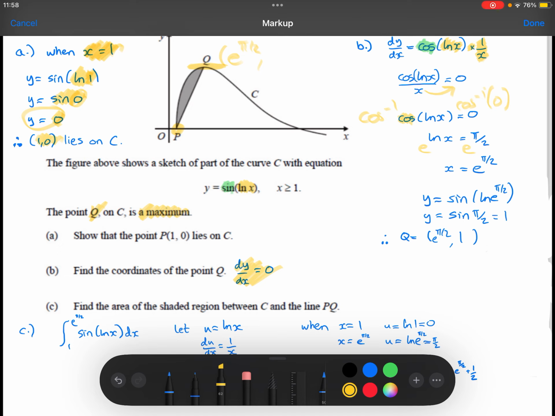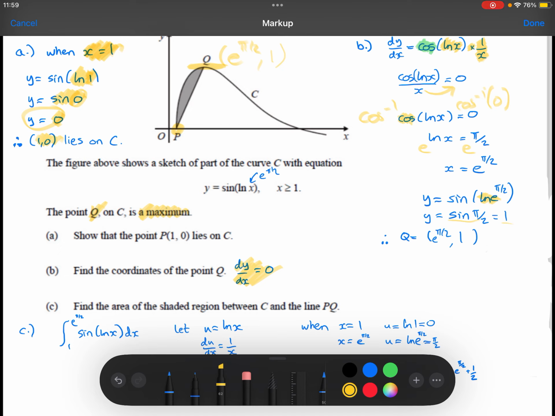For the y-coordinate, we can substitute that back into the original equation. So if I substitute that e to the pi over 2 here, which is what I've got over here, ln of e to the pi over 2, or the ln e will cancel out and I'll just get pi over 2. Sine pi over 2 is 1. So we know the y-coordinate of point Q is 1. So that's part B, done.